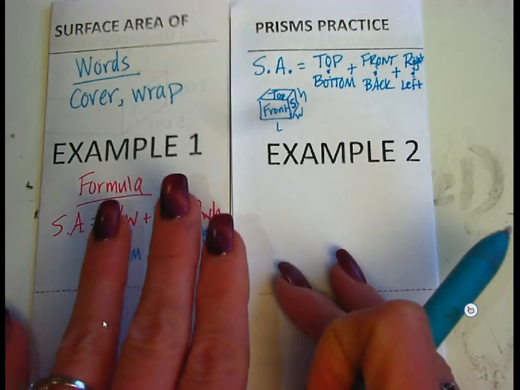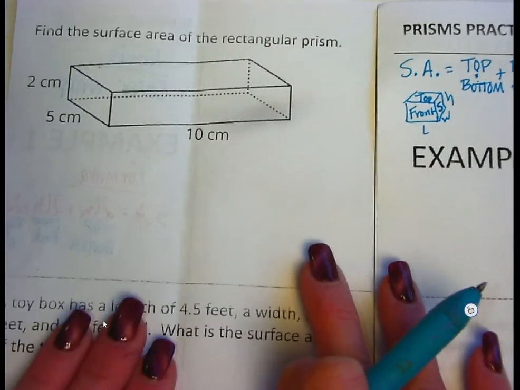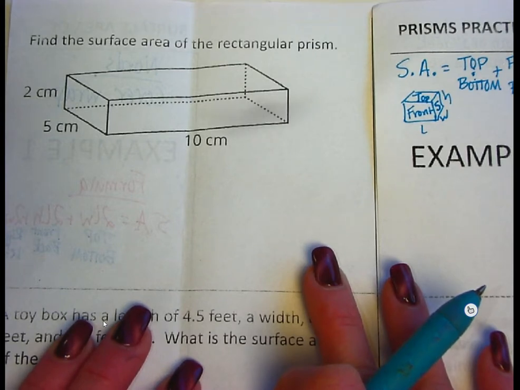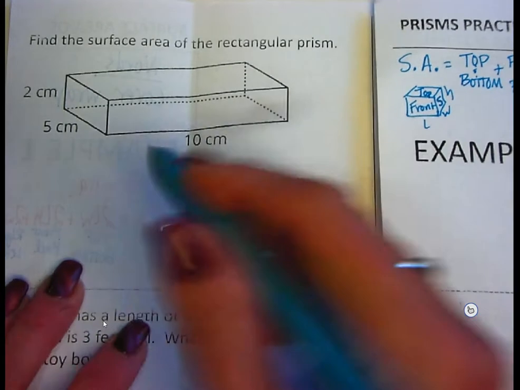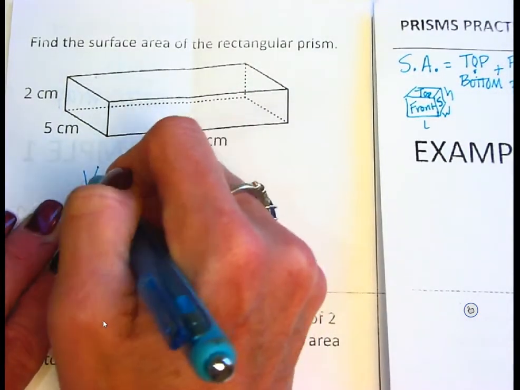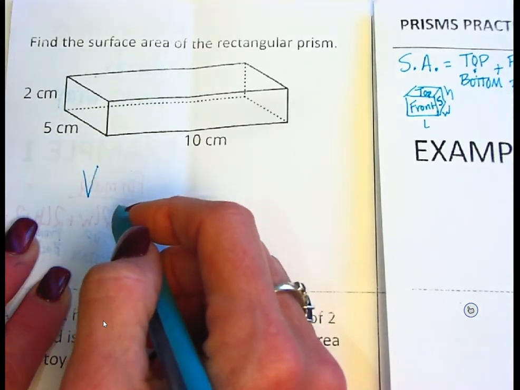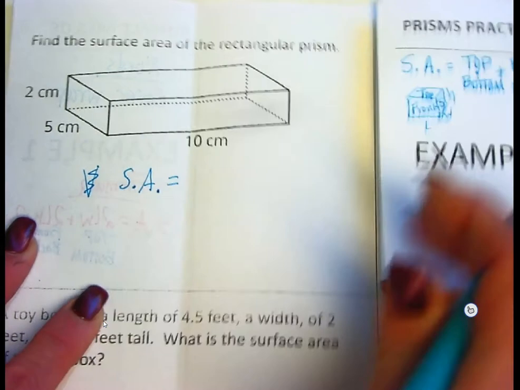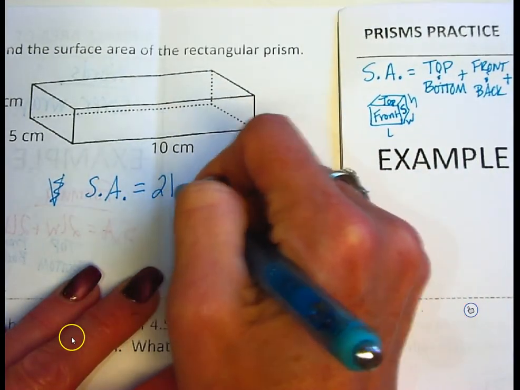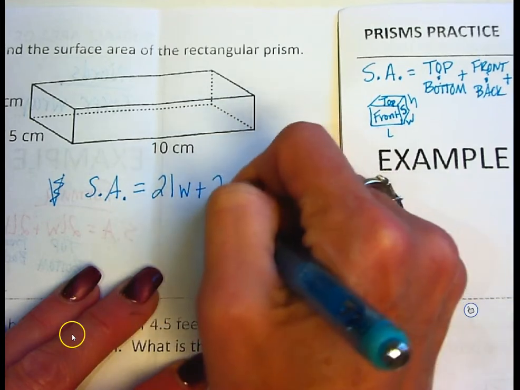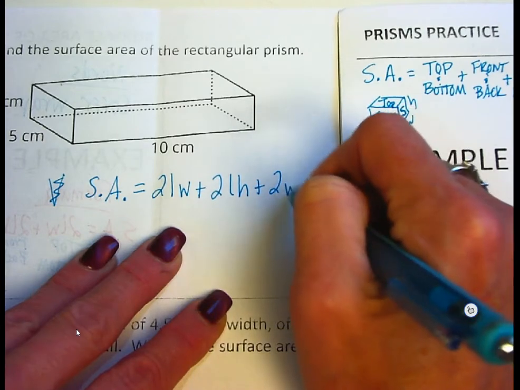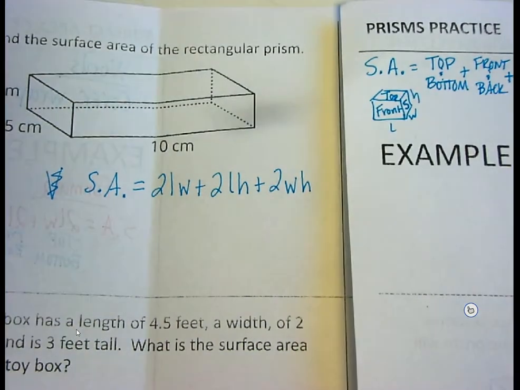So let's start with our first example. Just open this up. You have a nice picture here. And just like when we worked with cylinders and volume of rectangular prisms, we always start with our formula. So we're going to write down volume. Oh, no, we're not. We're going to write down surface area. Surface area equals 2 length times width plus 2 length times height plus 2 width times height. Okay, so you have to write down the formula.